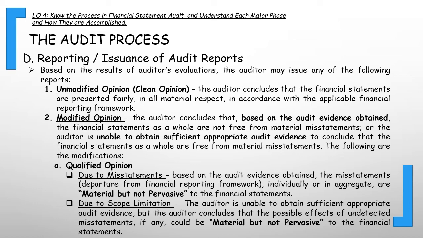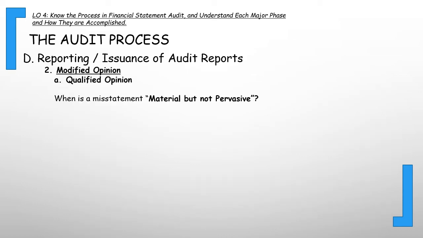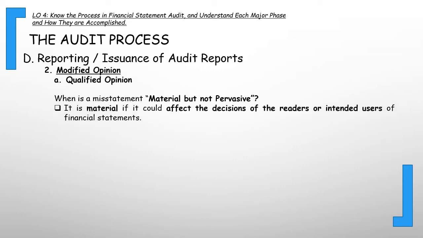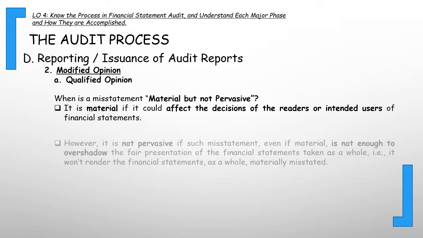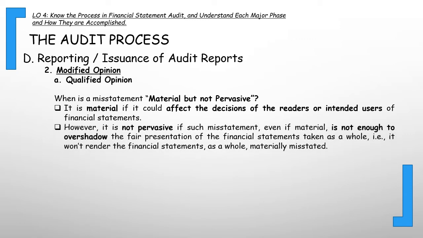Okay. When is a misstatement material but not pervasive? Okay. So, it is material if it could affect the decisions of the readers or intended users of financial statements. However, it is not pervasive if such misstatement, even if material, is not enough to overshadow the fair presentation of the financial statements taken as a whole. That is, it won't render the financial statements as a whole materially misstated.